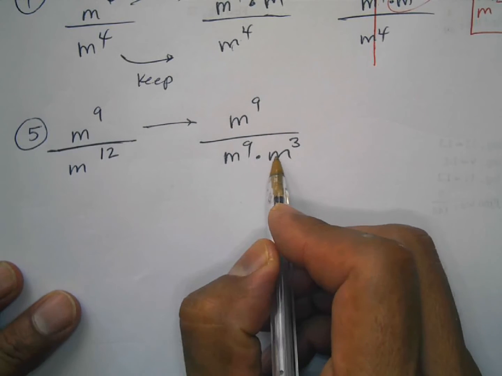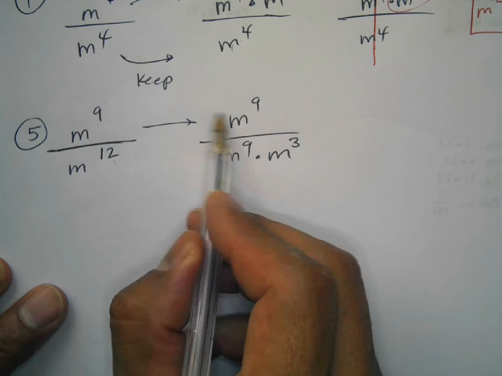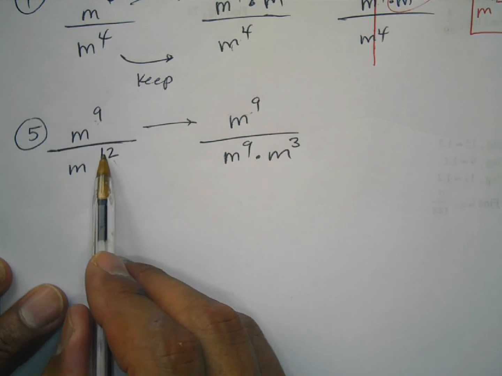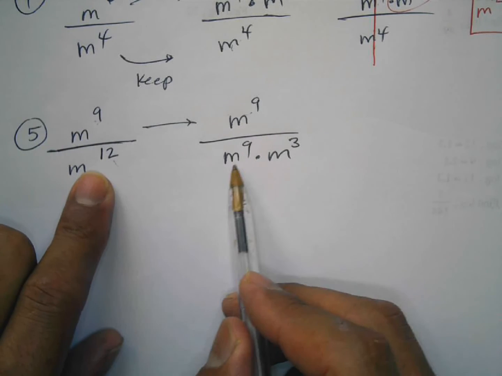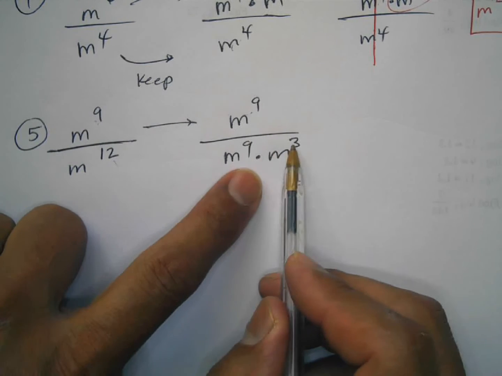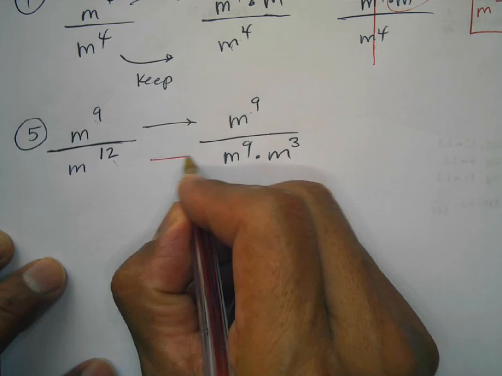Because 9 plus 3 is 12. So this is the one you're going to split. You're going to rewrite. You keep the smaller one, and then you're going to use that same number here, 9. You're going to break it up into 9 and how many more to get 12? 9 plus 3 is 12.